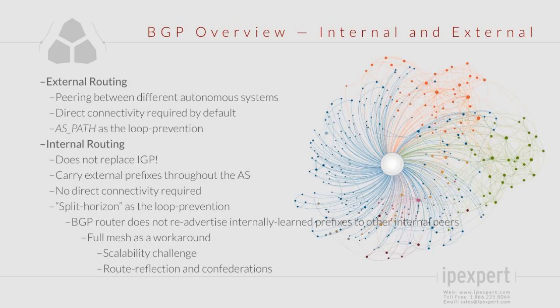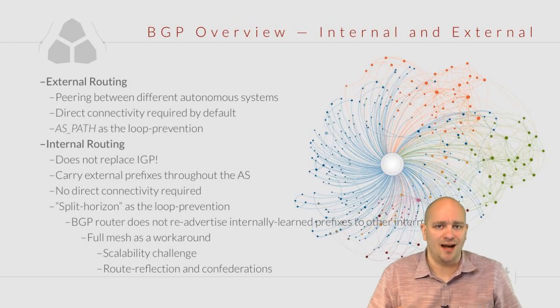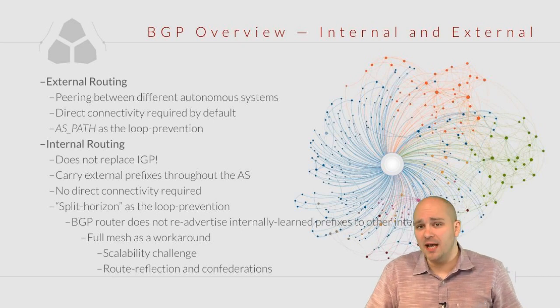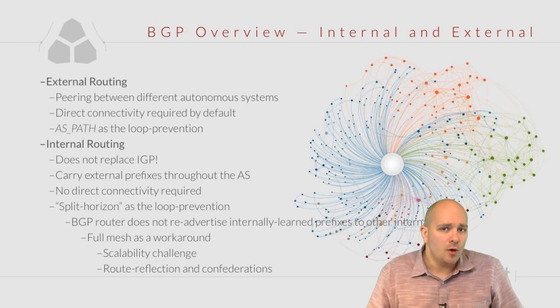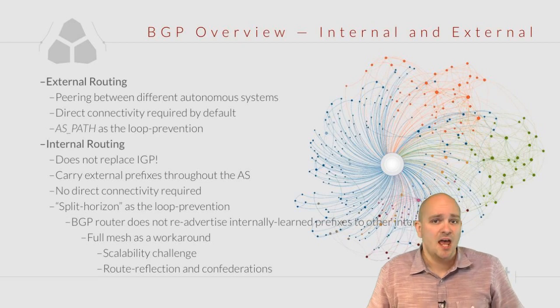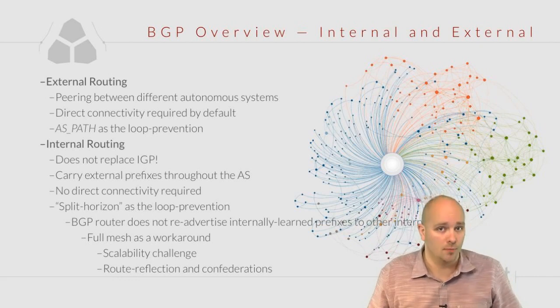BGP as a protocol can serve two roles. It can be used to carry the information about external routing, and here by external we mean the routes that have been learned from outside our autonomous system. Or it can be used to carry those routes inside our autonomous system. When we are running BGP between two autonomous systems, we usually say that we are dealing with external BGP routing. When we are carrying the routes inside our autonomous system, we say that we are running internal BGP routing.